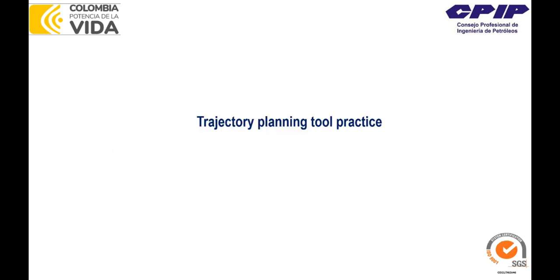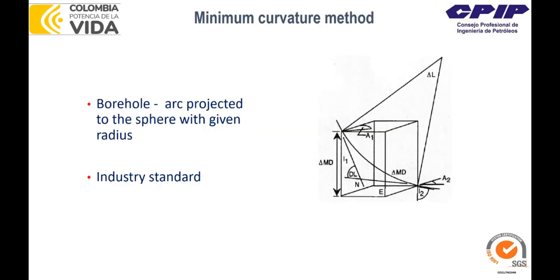Now let's move to the trajectory planning tool practice. That exercise is just to get a little bit of a sense of how the geosteering engineer works with the trajectory inside the geosteering software. Just before moving to the practice, one important remark. Which method is used to calculate the distance between two surveys? Because all the work with the trajectory is based on this method.